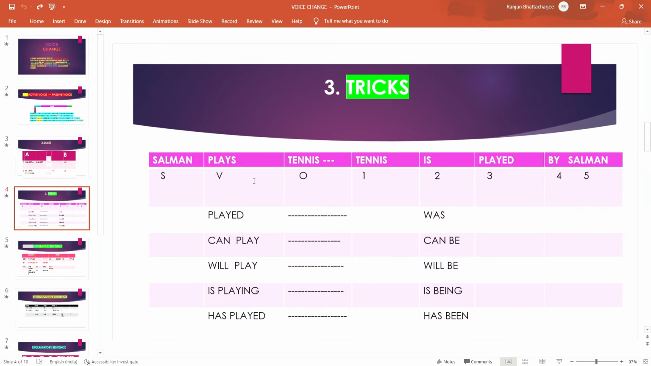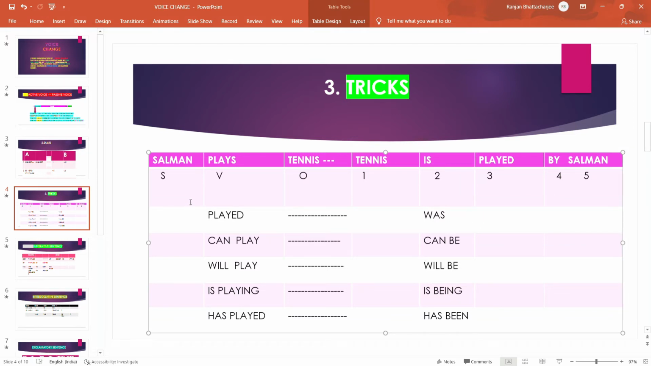And if instead of plays and played, the sentence is "Salman can play tennis," what will be the answer? We know that whatever modal verb is used in active voice, can becomes can be, will becomes will be, shall becomes shall be, should becomes should be. So if the sentence is "Salman can play tennis," the answer will be "tennis can be played by Salman." If the sentence is "Salman will play tennis," then the answer will be "tennis will be played by Salman."